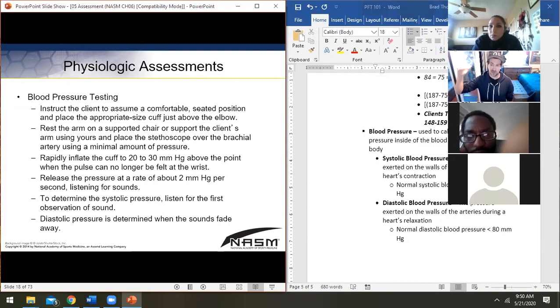Then you're going to continue hearing their heart rate, and then it'll disappear again. As soon as you can't hear their heart rate anymore, that's their diastolic pressure. So that's how they do that, right? That's what we're testing for when we do blood pressure.